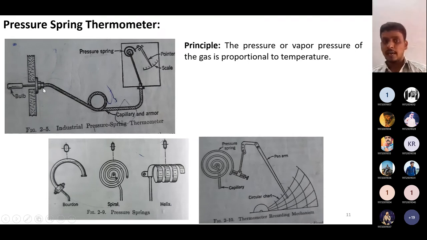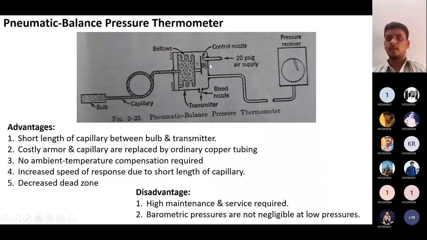In order to suppress this long capillary and armor, or the deflection time lag, there will be a bellows type of instrument. This is called the pneumatic balance pressure thermometer. In this pressure thermometer, in place of the long capillary and armor, it will be replaced with a very short capillary. Usually this bulb will be connected with the bellows. Bellows means like our lungs. It will be expanded and contracted depending on the air supply inside and outside. This bellows setup will usually be metallic bellows or rubber bellows, neoprene rubber bellows. Metallic bellows will also be there, like shock absorbers, like our lungs. It is a clear replica of our lungs.